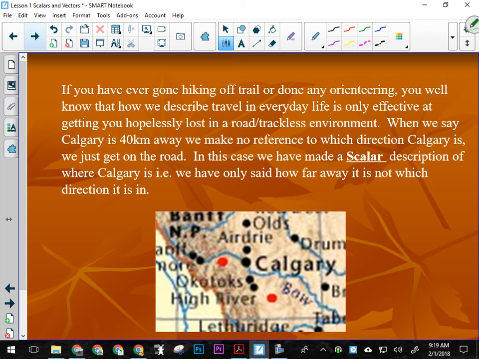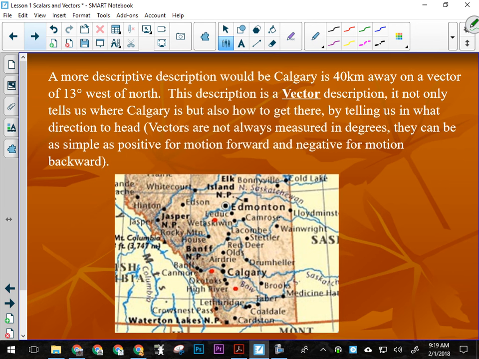If the person lands in a helicopter and asks you where Calgary is, would you give them the same answer? They're probably not going to follow the road if they have a helicopter. They would want a heading, in which case you would give them a vector description. It's this far and in this direction, and then they could head that way because they can go in a straight line. A more descriptive answer would be a vector description: it's 40 kilometers away at 13 degrees west of north.